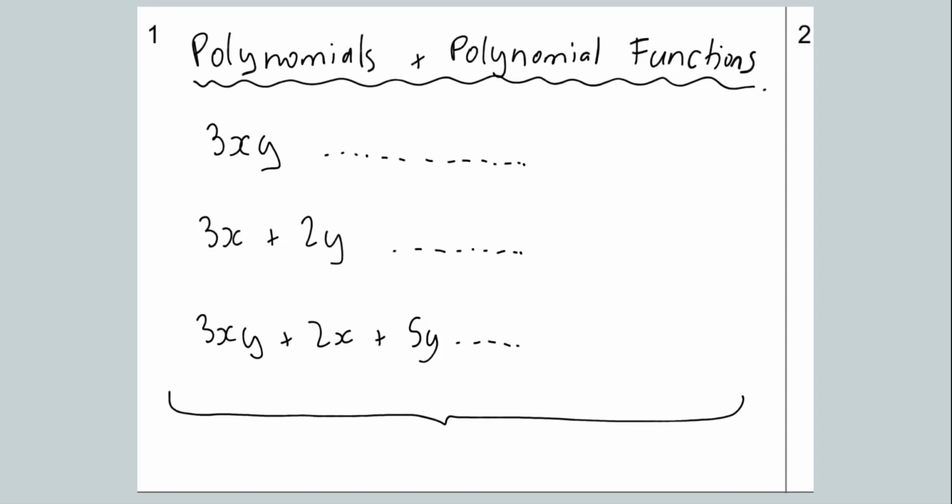So here I've got 3 examples of polynomials, but they're ones we've seen before. This one we'd normally call a term, but there's also another fancy name we can give it, and that name is a monomial. 3x plus 2y has 2 terms, and so it's called a binomial, bi meaning 2. And something that has 3 terms in it is a trinomial. All of these 3 examples are examples of polynomials.